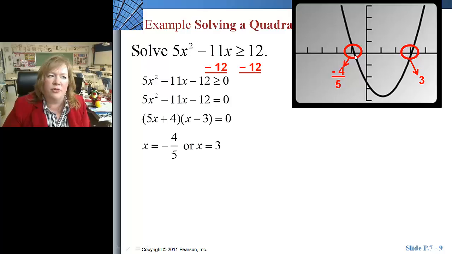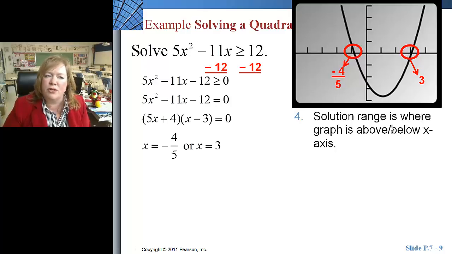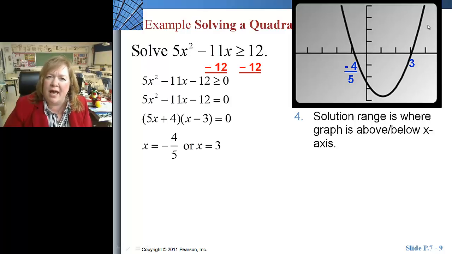So what we have to do is we're going to actually look for the solution. Solution is the range where the graph is either above or below the x-axis. When I look at this graph, since it is greater than or equal to 0, we want the positive part. So we're going to go above the x-axis. So that's the part that would have positive y coordinates. So when we go to get our solution, the graph is positive all the way up here from 3 on and from negative 4/5 down. Get in your mind that those are the x intervals.